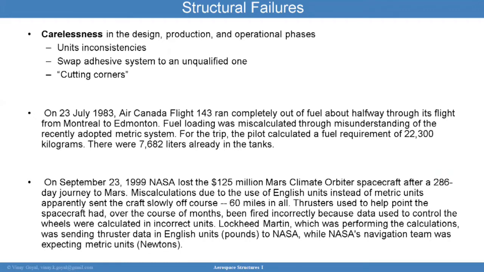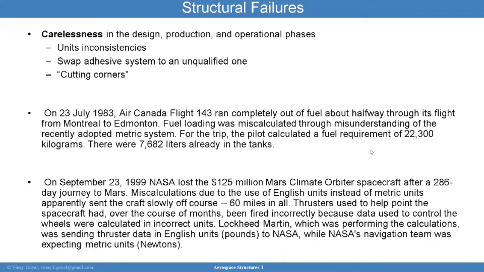On 23 July 1983, Air Canada Flight 143 ran out of fuel about halfway through the flight. And the reason was because the fuel loading was miscalculated through a misunderstanding of a recently adopted metric system. So for that trip, the pilot calculated a fuel requirement that was completely different from what it actually required. And so that's just one example of carelessness.